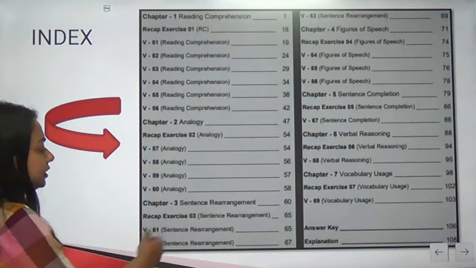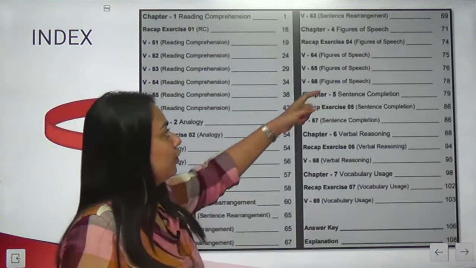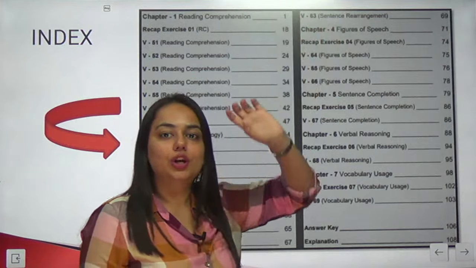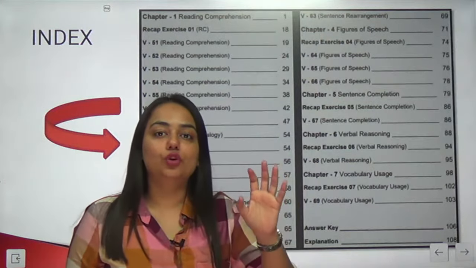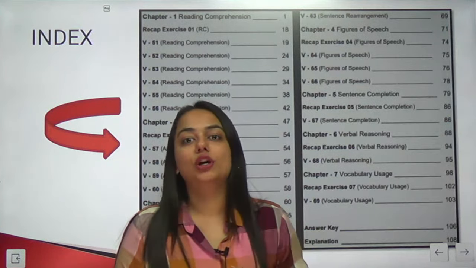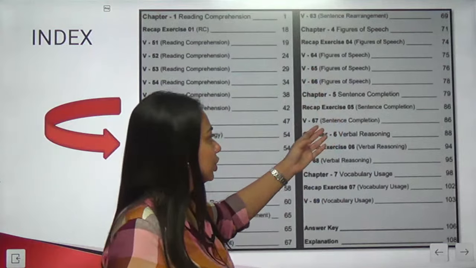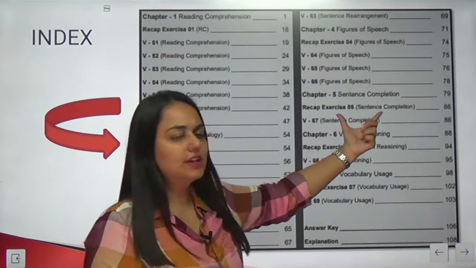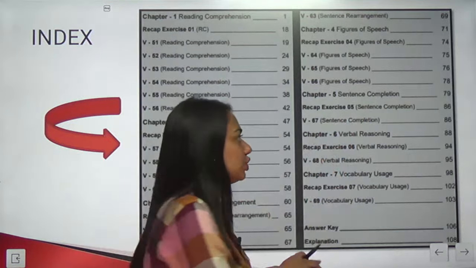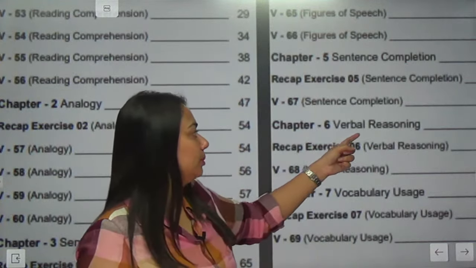Then you have sentence rearrangement or parajumble questions with practice exercises, followed by figures of speech. We have given definitions of a good 15 to 20 figures of speech that may come in your exam, that we did see last year also, with practice questions. And then a recap exercise of sentence completion. Sentence completion is similar to fill in the blank questions, followed by verbal reasoning.